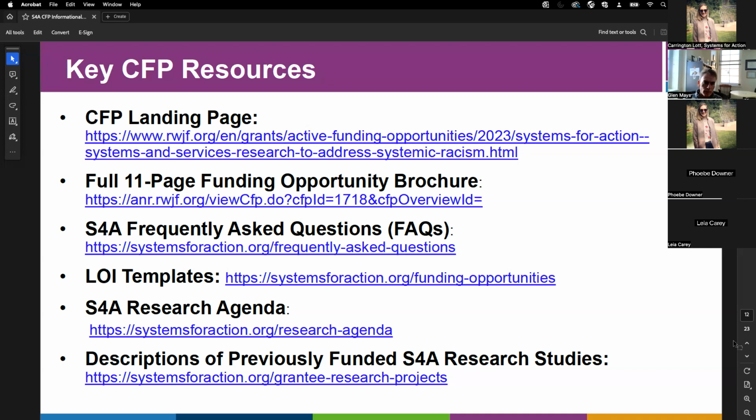The fifth bullet here is just another link to our S4A Research Agenda document available on our website that also provides some helpful information about, again, the purpose of the larger S4A program and the kinds of evidence we're trying to build through this program. Finally, as I mentioned earlier, also on our website, you can access descriptions of previously funded S4A research studies. There's a group of more than 40 studies that have been funded through previous years' CFPs, and so that may be helpful for you as well to get a sense of what other types of S4A studies look like and the other kinds of research that we've funded to date through this program.